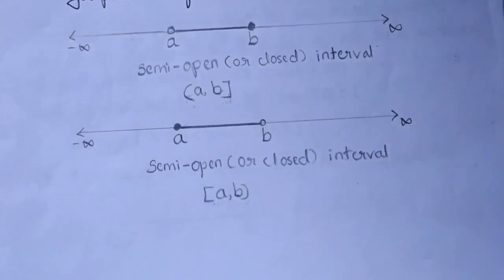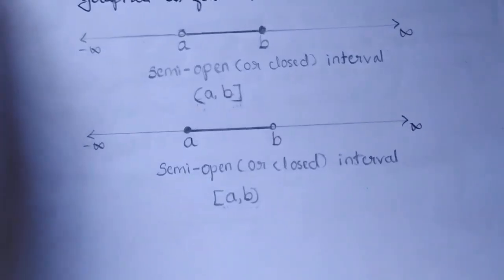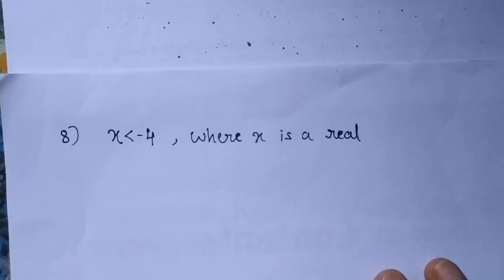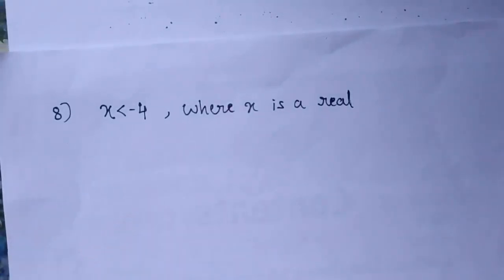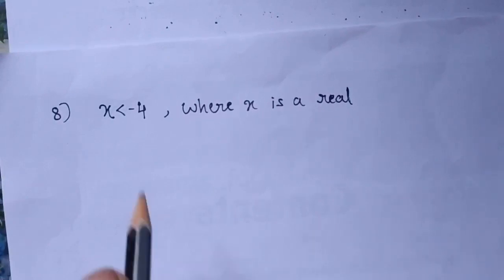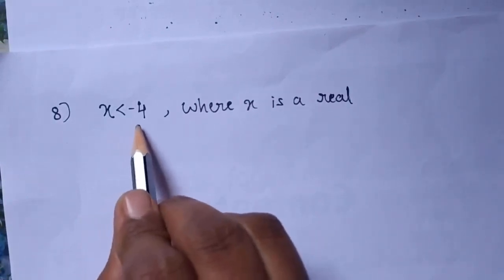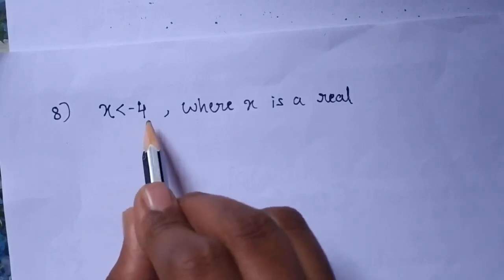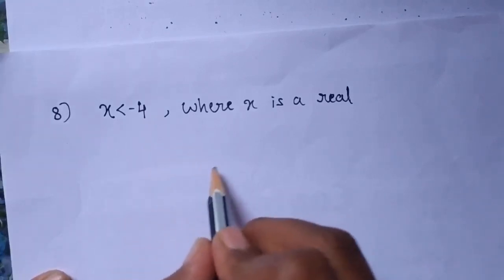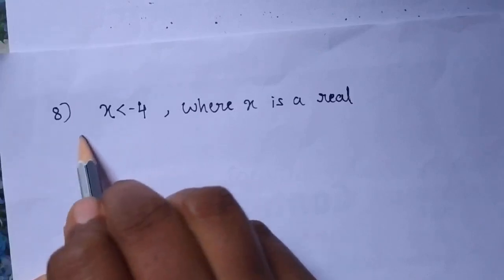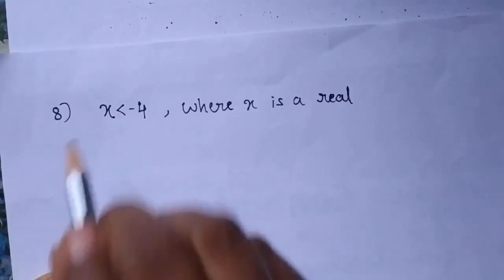These are the definitions of open interval, closed interval, and semi-open or semi-closed intervals. Now let us solve some examples on this. The next example is the 8th one, x less than minus 4, where x is a real number. You have to write the set of all real numbers which are less than minus 4. Minus 4 means we can have all negative real numbers which are less than minus 4.